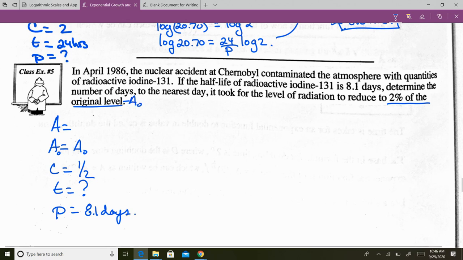2% of, what does of mean in math? Times. How do you write 2% without the percent? Boom. So A is equal to 2% is 0.02. And it's 0.02 of the original, so of A naught. Okay. You don't actually need to know the initial or the final amount as long as you know the relationship between that. Plug all that into our formula. So here's our formula.